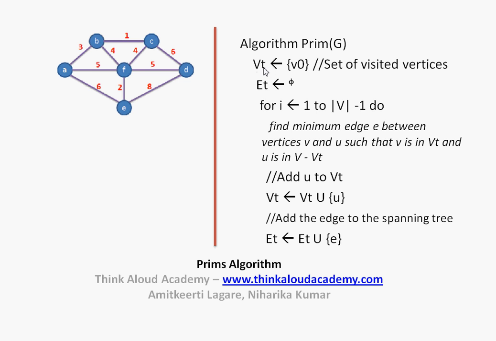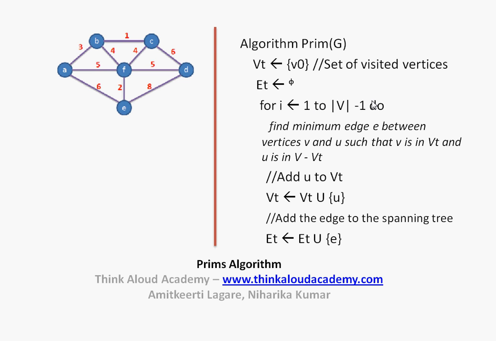So VT in this algorithm represents the set of vertices that have already been visited, or we can say the set of vertices which are already present in our spanning tree. ET represents the set of edges which are already visited or which are present in the spanning tree. And this for loop will loop through all the vertices which have not been visited so that we can connect them to the visited vertex and add them to the spanning tree.